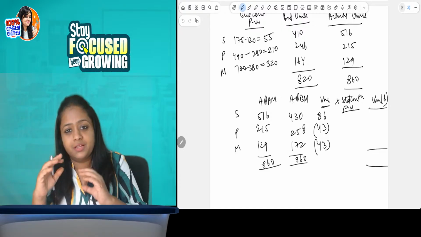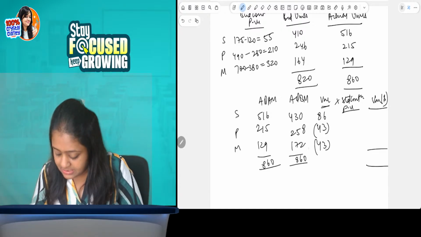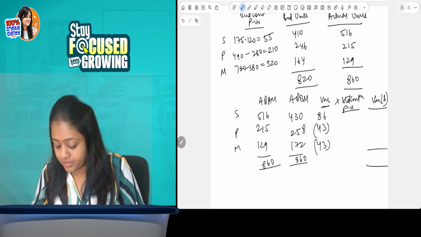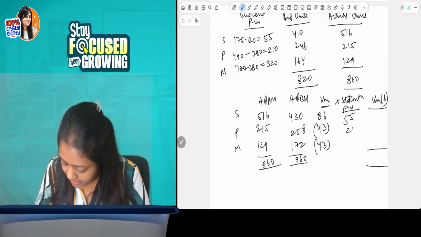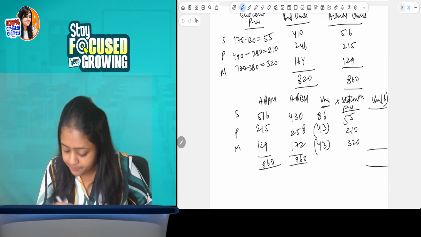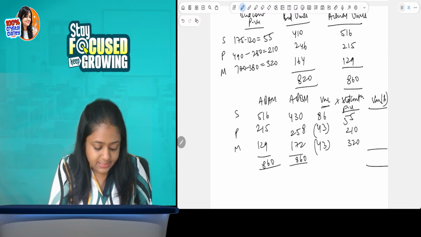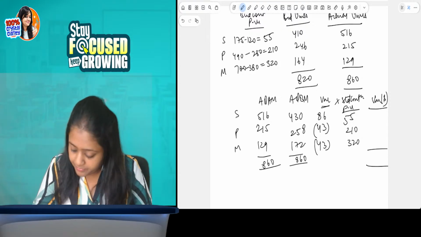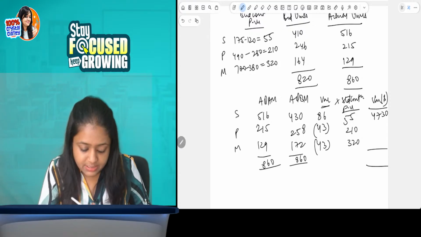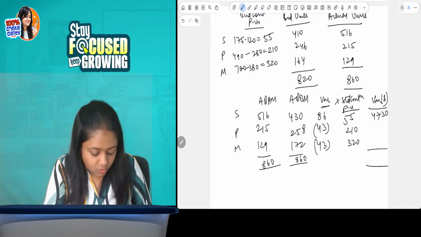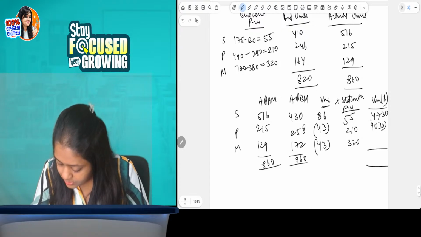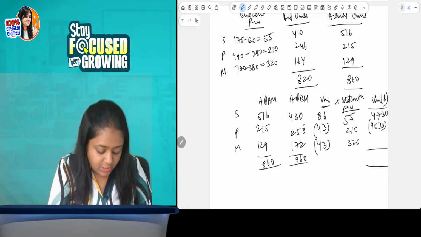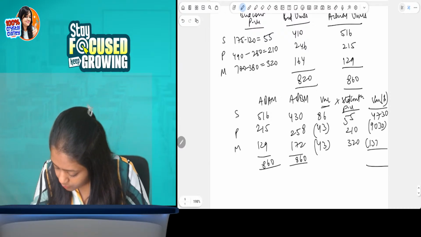Why? Because in a mixed variance, it balances out. So 12 minus 9, 3, and 6 minus 2, 4. Yes. Okay. Standard contribution per unit, we have already calculated 55, 210, and 320. Now you multiply it. So 86 into 55 is 4730, favorable variance. 210 into 43 is 9030, adverse variance. And then we have 320 multiplied by 43 is 13760, adverse variance.